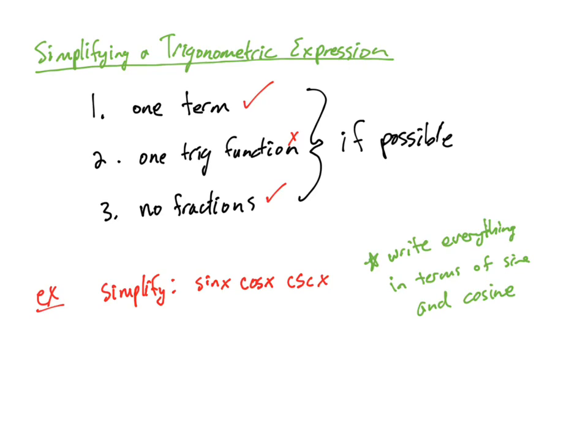But in this case, we already have sine and cosine, but cosecant of x is the same as 1 over sine of x. So if I rewrite this whole expression, I have sine of x times cosine of x times 1 over sine of x. And we'll see that this sine of x and this sine of x can cancel out. So what we end up with is just cosine of x. And that's as simple as we can get. So we've gotten down to a single trig function.